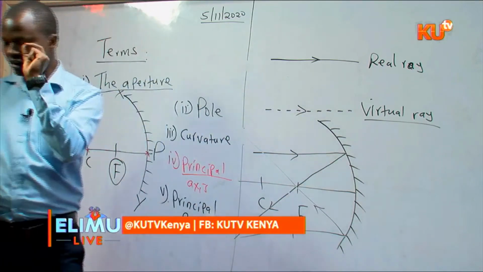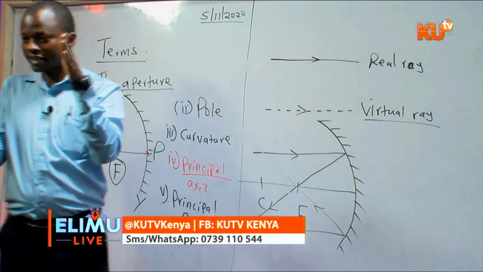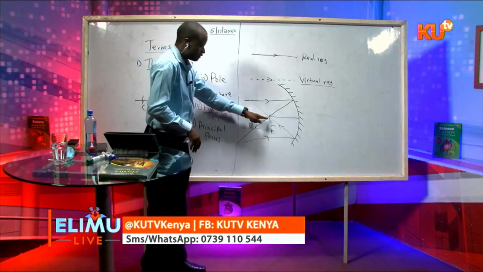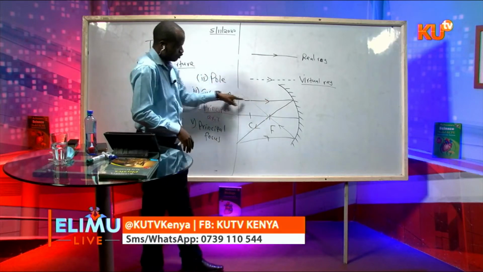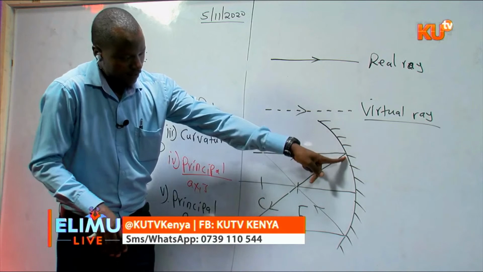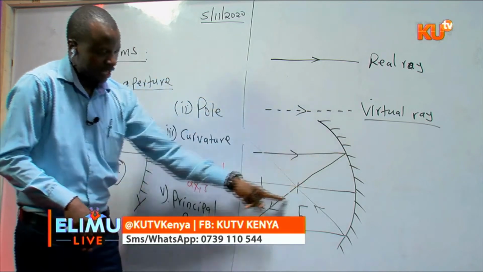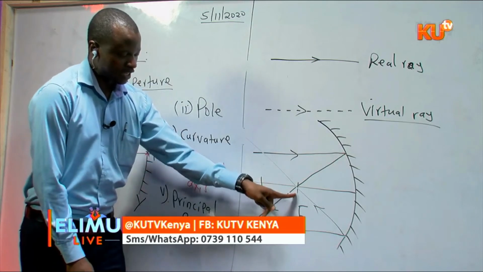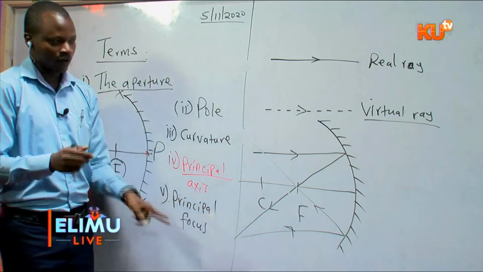So we are saying for a concave mirror, it is where the rays actually converge, they meet here after reflection. As they move like this, they hit the reflecting surface, they are reflected through the focal point. So that point is what we are saying, the principal focus.